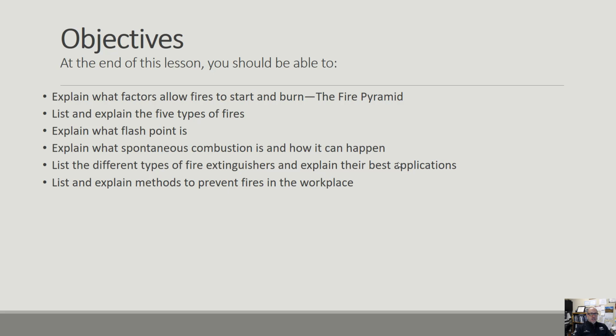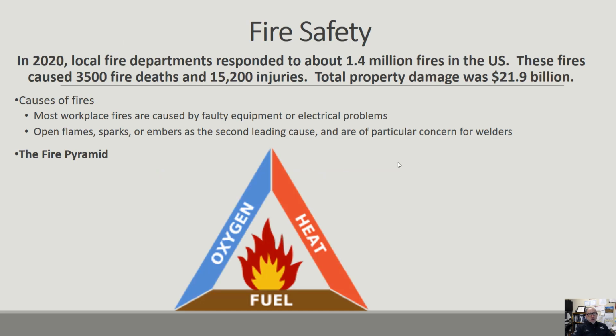fires in the workplace. So in 2020, local fire departments responded to about 1.4 million fires in the U.S. These fires caused 3,500 fire deaths and over 15,000 injuries. Total property damage was almost $22 billion. Most of these are residential fires, but there are a lot of industrial workplace fires that happen as well.